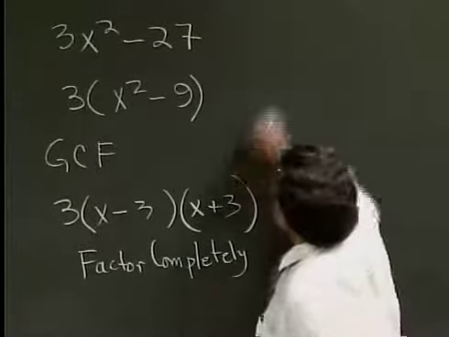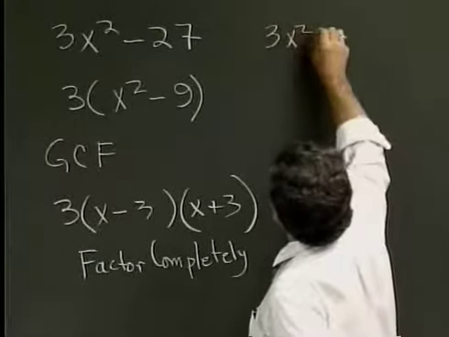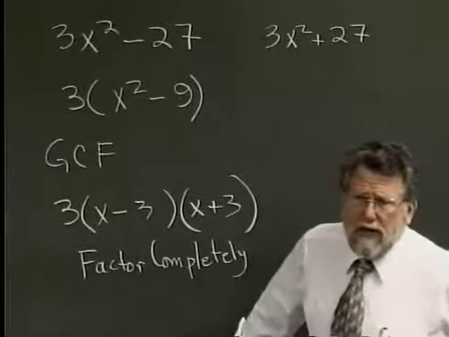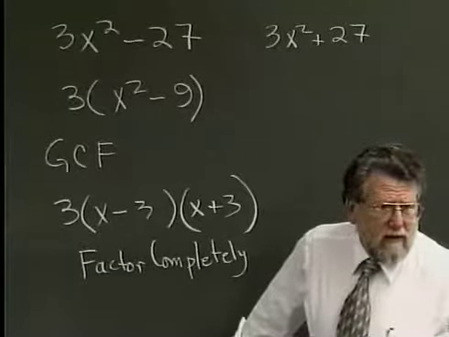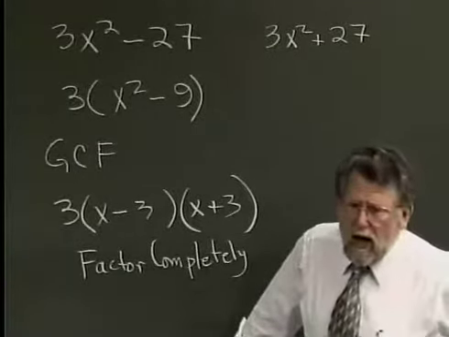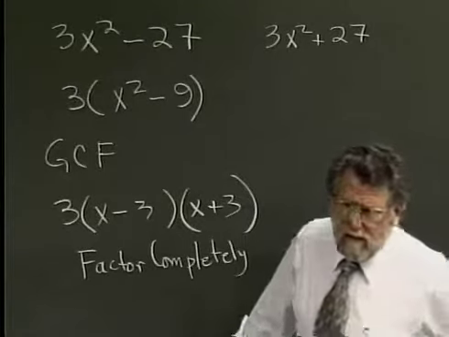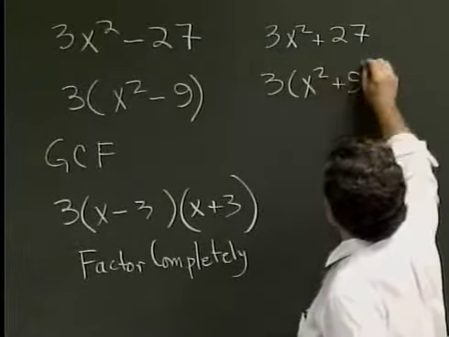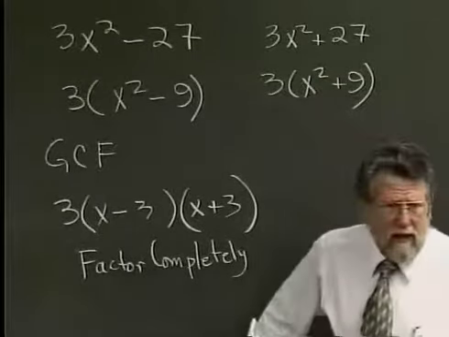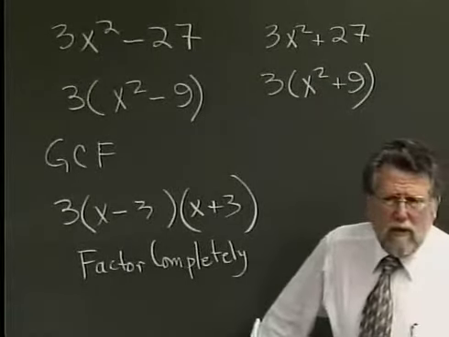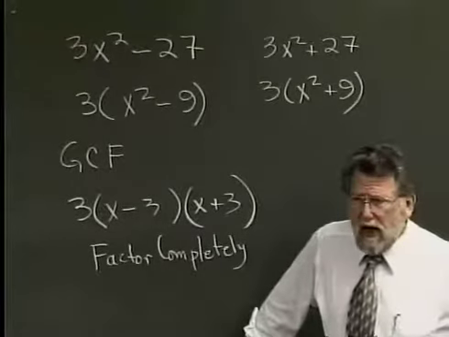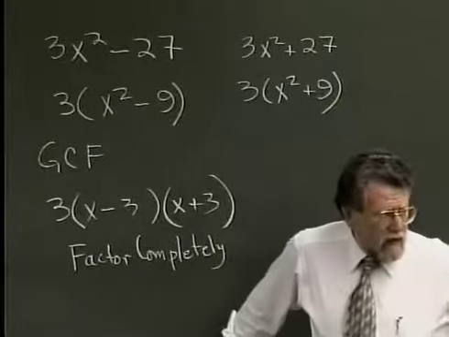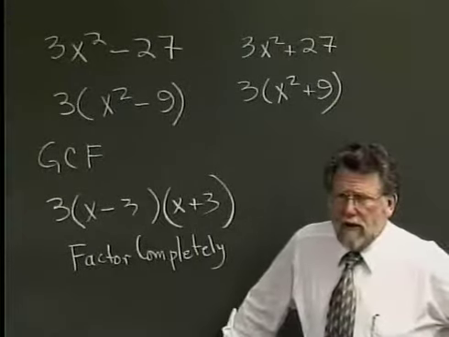Now notice, sometimes all I can do is take out the greatest common factor. Let me contrast 3x squared plus 27. The 3 is common to both terms, agreed? But in this case, all I could do is take out the 3, and I cannot do anything to what's left. There's nothing you can do in the real numbers to the sum of two squares. You can't break it down further. The difference of two squares allowed me to go further.